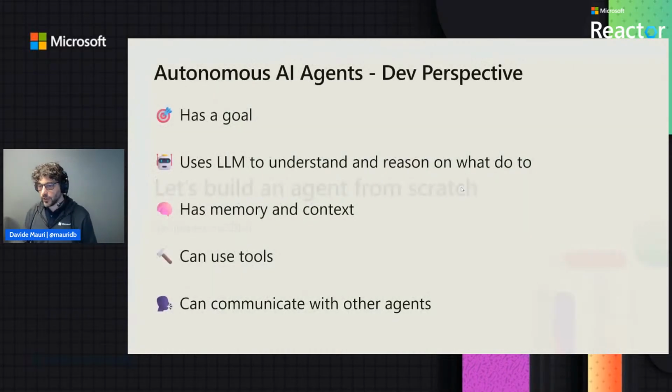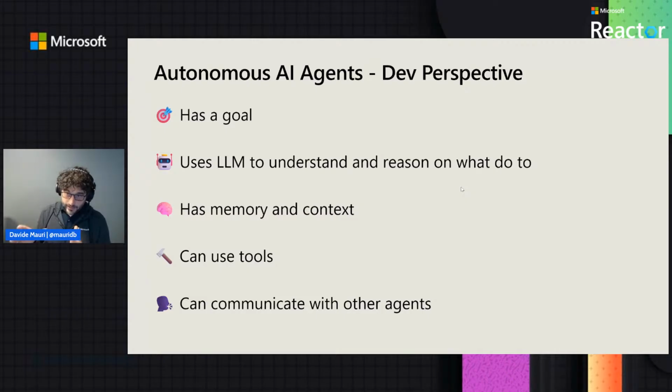But before going to that, let's take a look at how this autonomous agent actually works. Basically, this agent needs to have a goal. It uses an LLM to understand and reason on what to do, even before doing it. It has some memory and some context. It can use tools, in our case functions, and of course, can communicate with other agents.